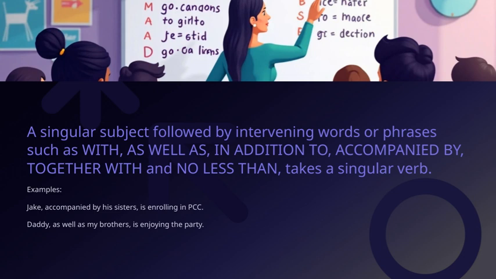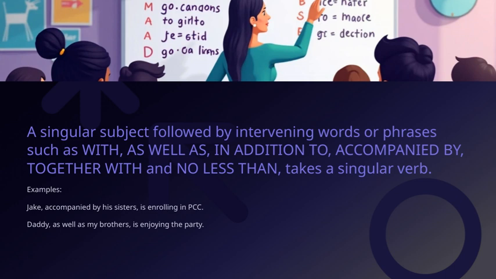Today, I want to highlight some interesting examples that illustrate how subject-verb agreement works when we have phrases like as well as or accompanied by in a sentence. For instance, when we say Daddy as well as my brothers is enjoying the party, the main subject here is Daddy. Even though my brothers is included in the sentence, it doesn't change the fact that the subject is singular. So we use a singular verb, which is.